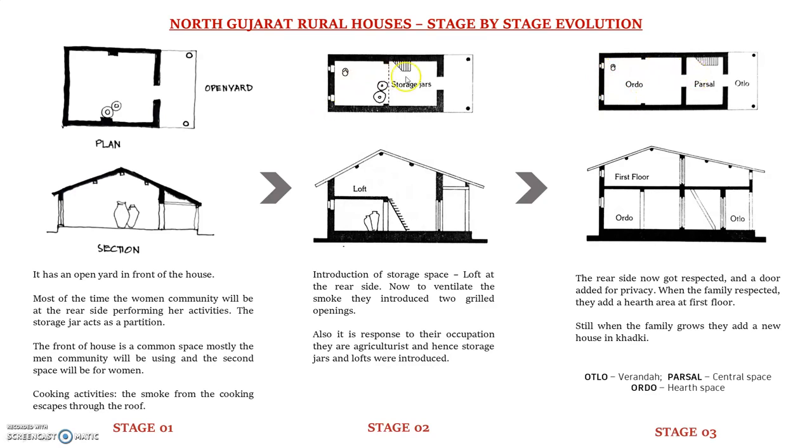So now they have started developing the first floor. Depending upon the requirements of their community or the population, they started developing the first floor, and again we can see some temporary ladder-like thing to access this first floor space. And above the veranda also they will be having a private space. So this is the evolution of the rural type of dwelling.